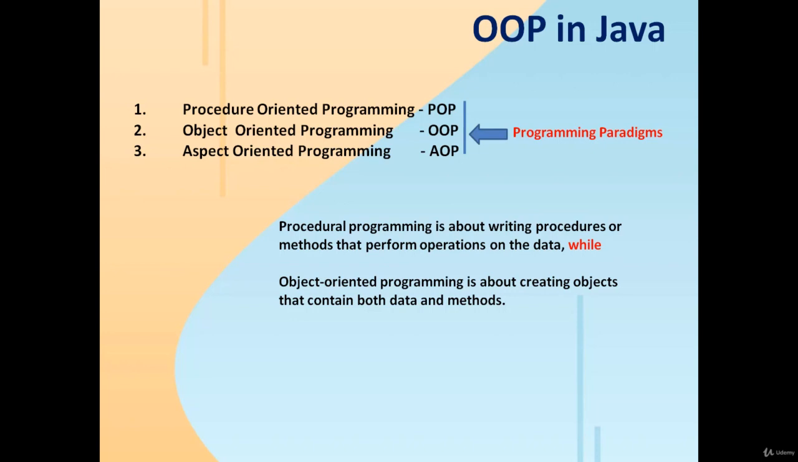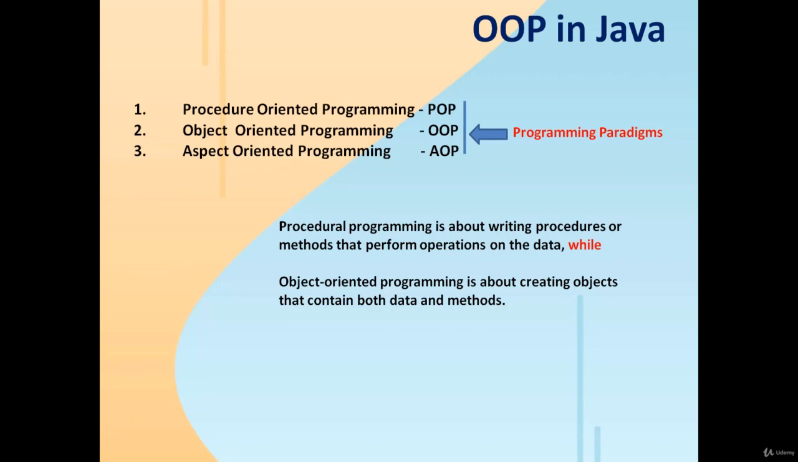From the name itself, we can understand that object-oriented programming is purely based on objects. So it is working with the data and methods together. It contains both the data and the methods. Whereas in procedural-oriented programming, data is one part, method or function is another part.